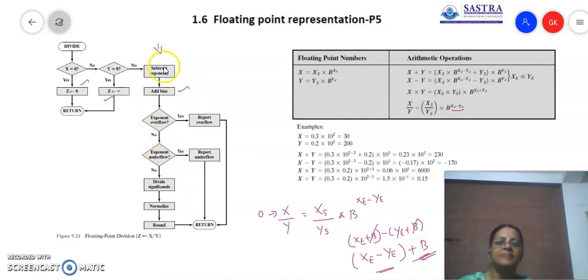And whenever we subtract the exponents, there is a possibility that they can end up in overflow or underflow. So I will just check whether the exponent is overflowing or underflowing. If it is overflowing, I will report overflow. If it is underflowing, I will report underflow. Otherwise I will proceed to dividing the significands.